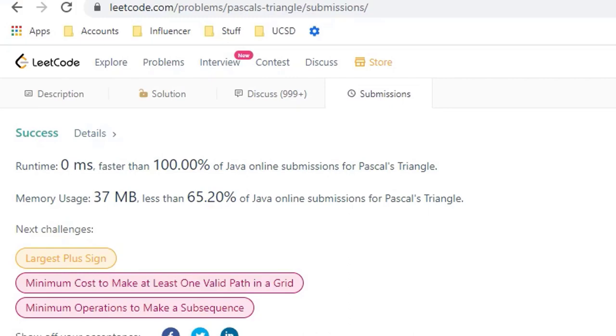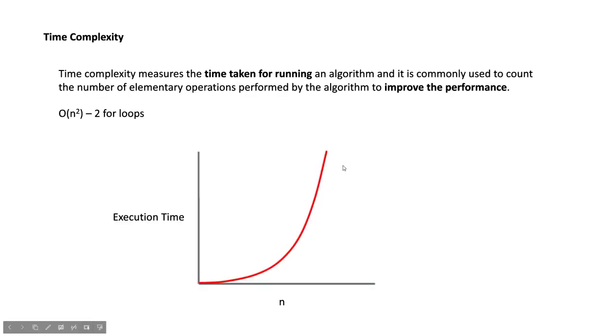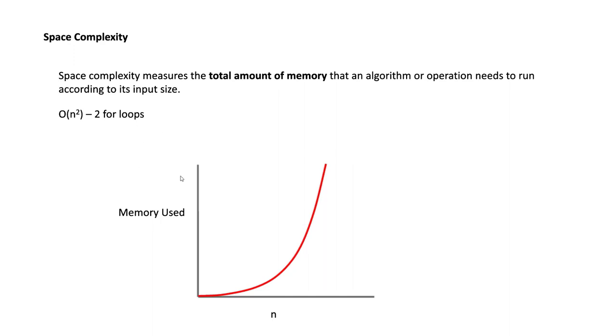All right, finally, let's go through the time and space complexity. The time complexity, because we have 2 for loops, it's going to be n squared. So the more rows you have, the more loops we need to do. Same thing for space complexity. 2 loops, larger n means more memory.